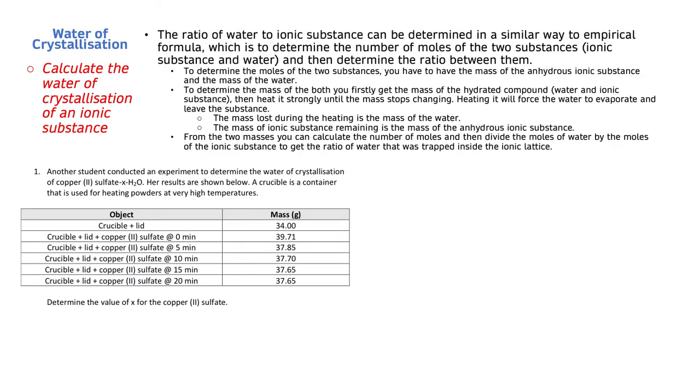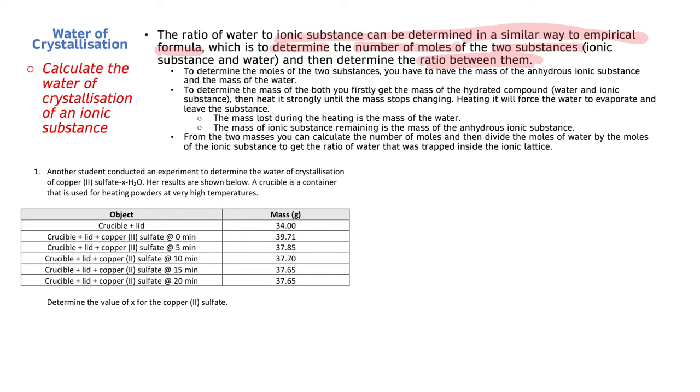The ratio of water to ionic substance can be determined in a similar way to empirical formula, which is where we determine the number of moles of the two substances, the ionic substance and the water, and then determine the ratio between them. Okay, so how do we do that? Let's have a look here.